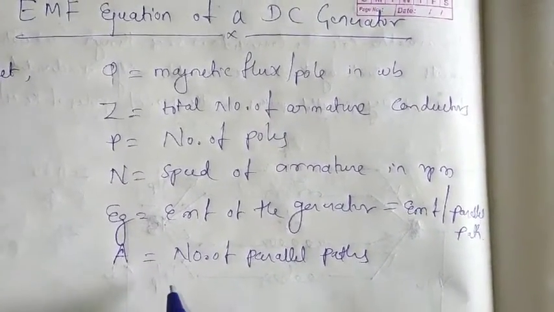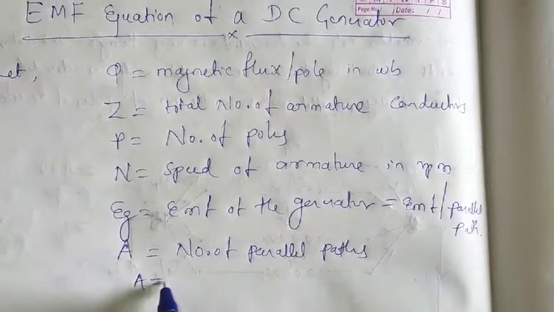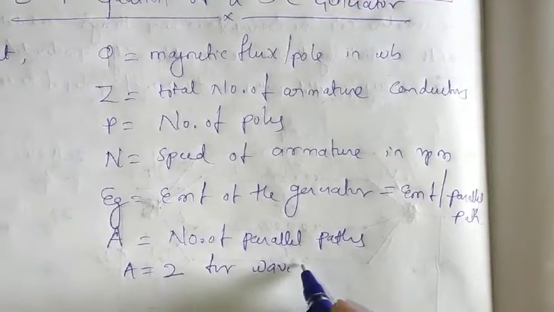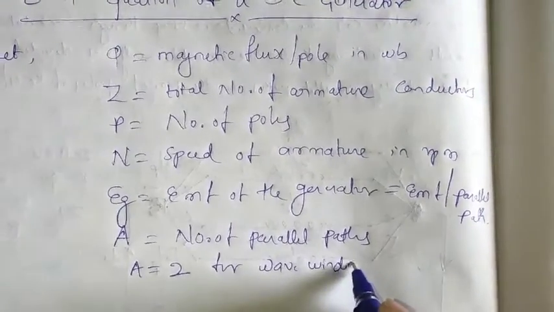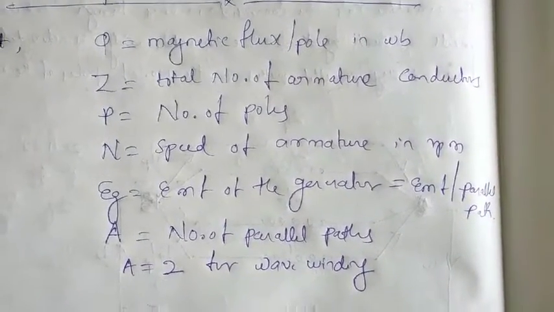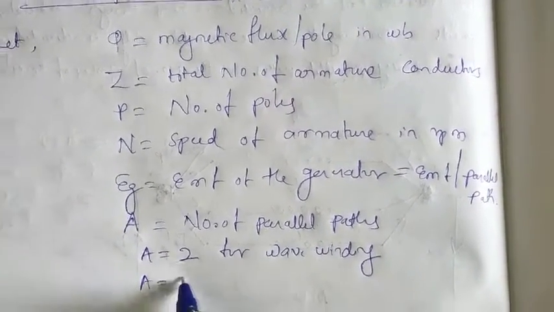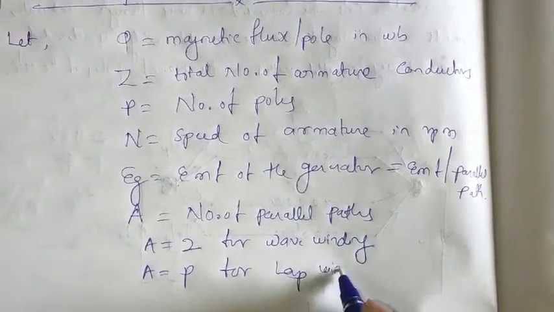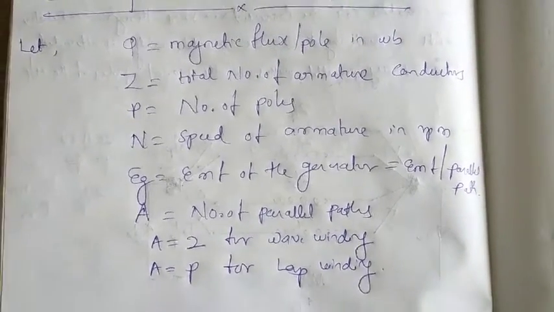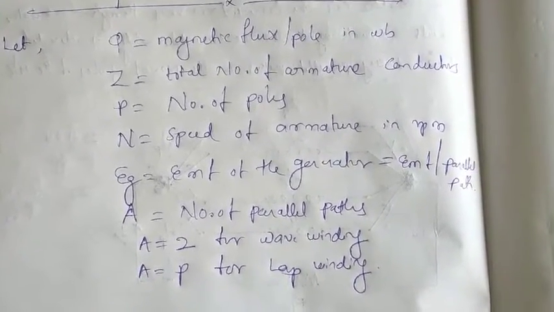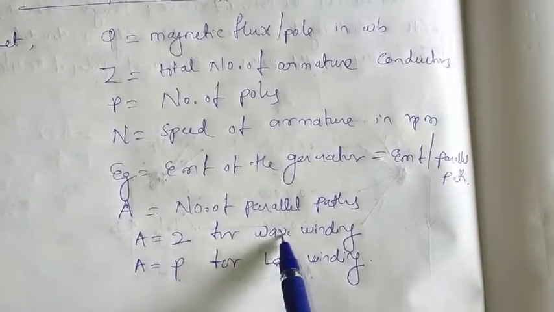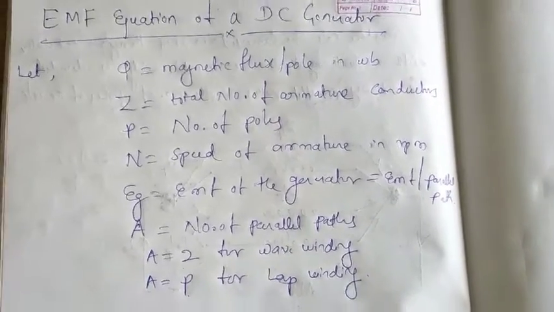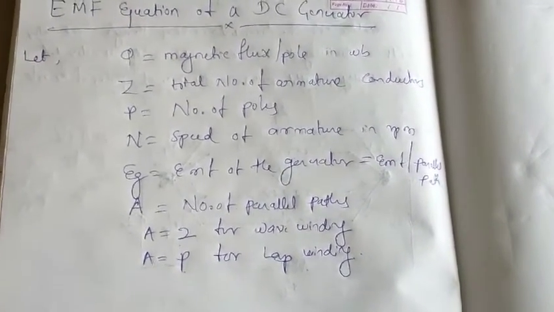And how many parallel paths? We have again two types. A will be equal to 2 for wave winding. Already we have discussed in the previous lecture. In wave winding, the total number of parallel paths will be equal to 2, irrespective of the number of poles of the machine. And for lap winding, the number of parallel paths is equal to the number of poles of the machine. That's why A is equal to P for lap, A is equal to 2 for wave. A means the total number of parallel paths in a DC machine. So these are all the parameters we have considered.